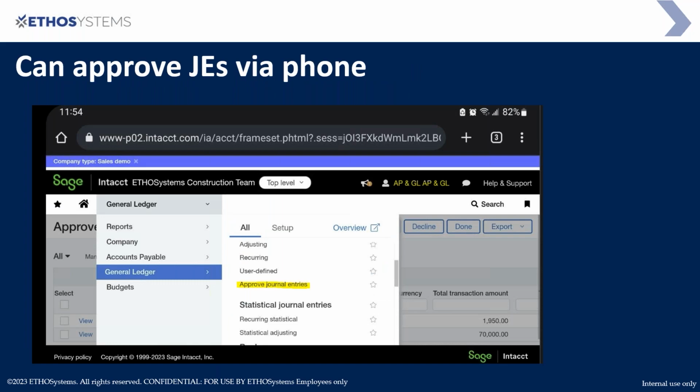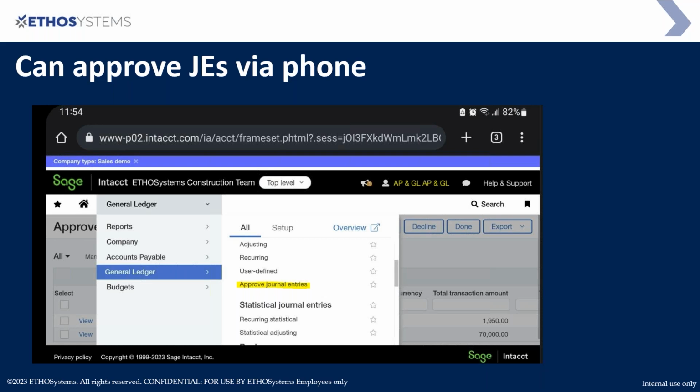Then the other really cool thing that we can do in Intacct, and this only applies for journal entries and accounts payable only. It doesn't apply to purchase orders. Somebody can actually approve through their phone. And this is good and bad. Ideally, I've seen this done when somebody is on vacation and they need to be able to approve things and keep things moving. So in this case, if there's no person to really hold the fort down while somebody's on vacation, then we can still approve journal entries and accounts payable through the phone.